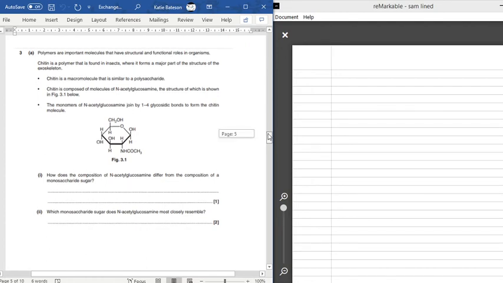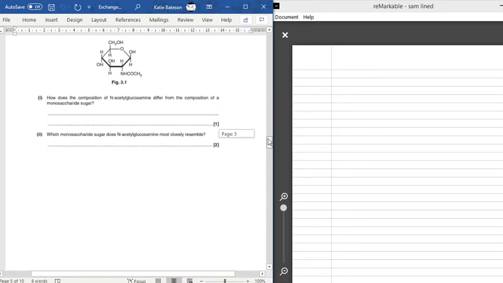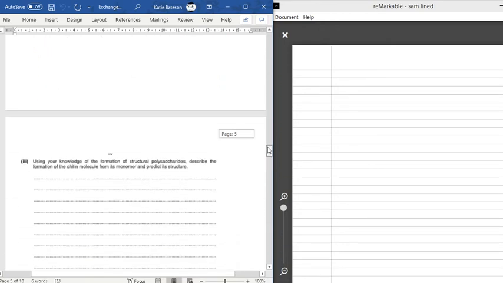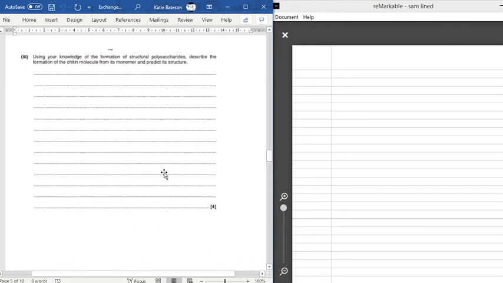Every 10-20 minutes here or there becomes 10-20 hours by next year and next summer, when presumably you will have exams. Unlucky. So, this was the question that threw people. So what do we actually want? Chitin, so using knowledge of the formation of structural polysaccharides, stop there. The formation of structural polysaccharides. How do polysaccharides form?